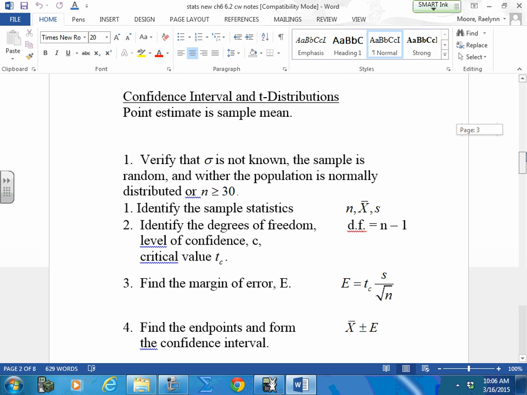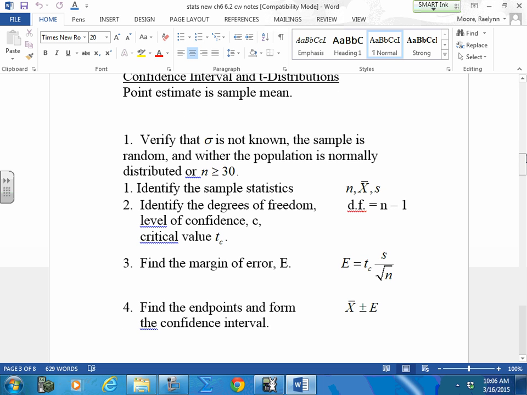Setting up a confidence interval is the same thing. We're verifying that this is unknown and that your random sample is normally distributed, or your sample size is greater than or equal to 30. Everything is, your sample size is random.